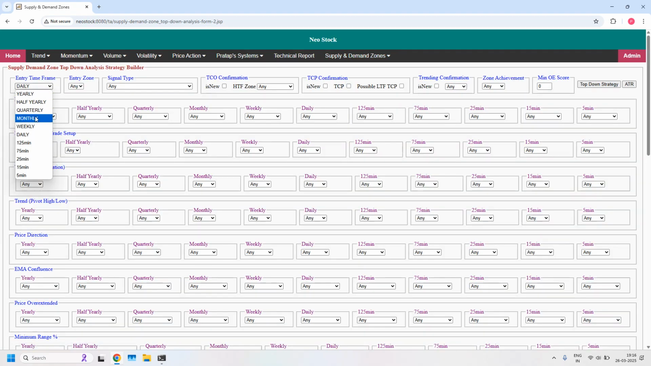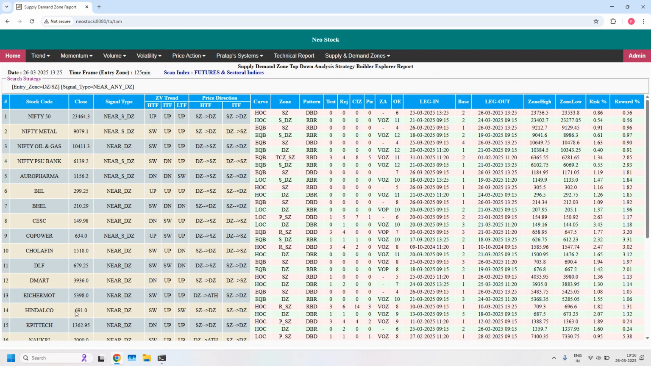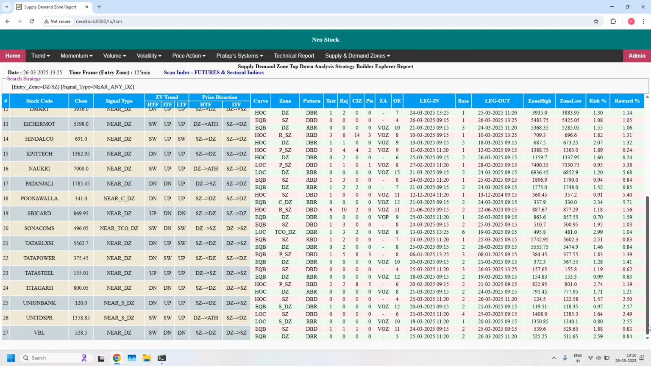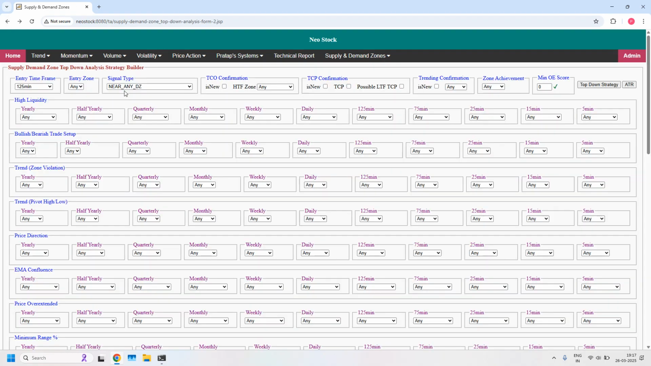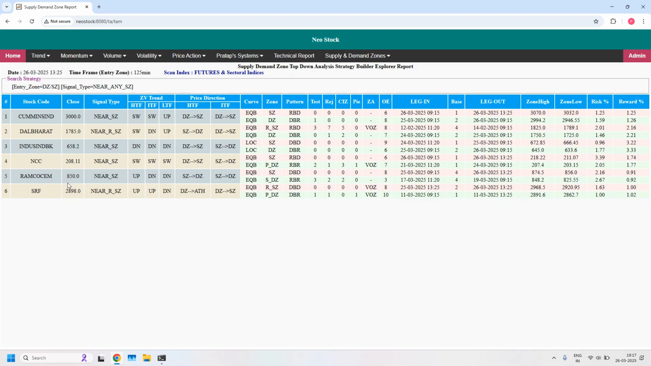Next time frame is 125 minutes. Stocks near 125 minutes demand zone. So first 15 stocks in the list. Scrolling the list down. So total 27 stocks are filtered. Next, stocks near to the 125 minute supply zone, we got 6 stocks.